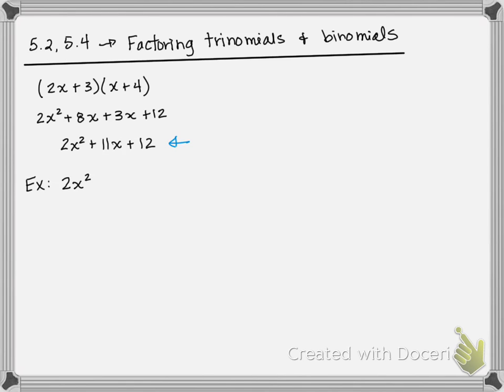I didn't write factor. 2x squared plus 11x plus 12.